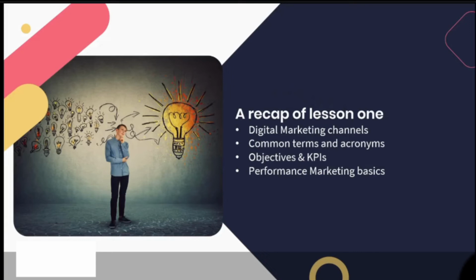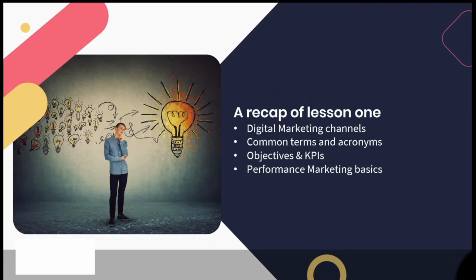Let's quickly recap what we learned in your first lesson. You understand what digital marketing is, its benefits, and the different areas where digital marketing takes place. You know common terms and acronyms, which are important to understand, as this is the language of digital marketing. Then we looked at objectives and KPIs, what they mean, and examples of top objectives with their main KPIs. And finally, we covered some performance marketing basics.